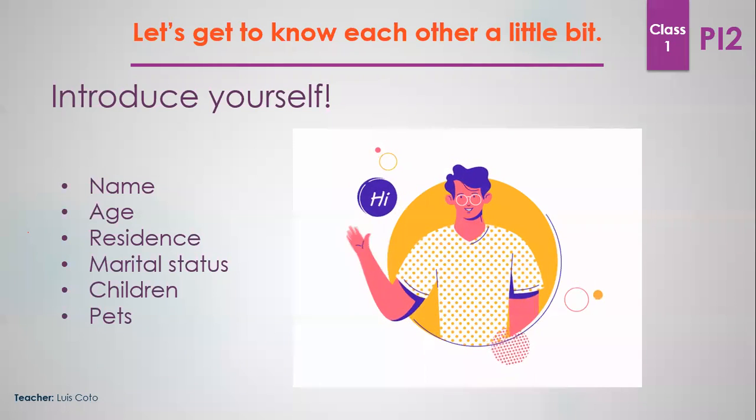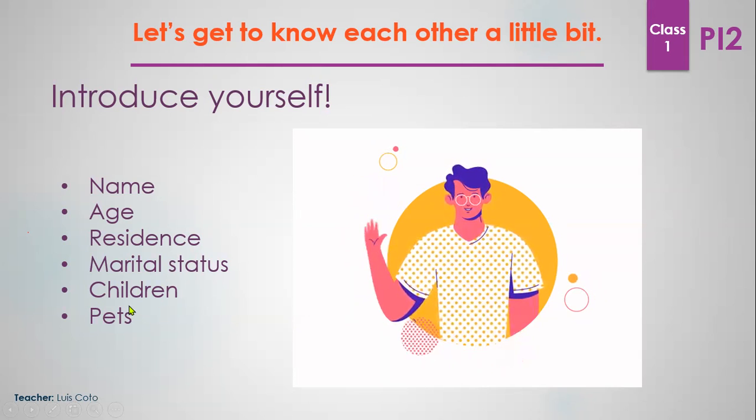I am 55 years old. Okay, good. Now, your residence. I live in Mexicano. Okay. I am married. Married. Okay. I have three daughters. Oh, three daughters. Okay, good.